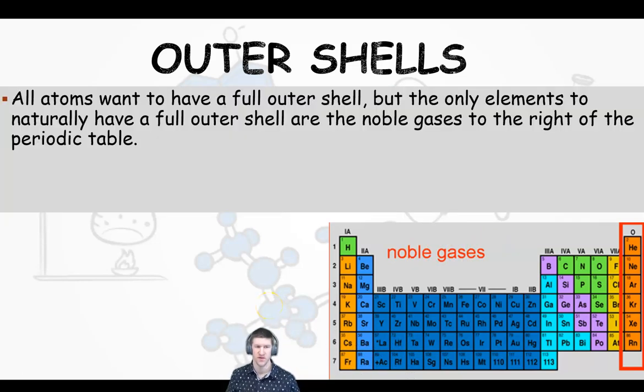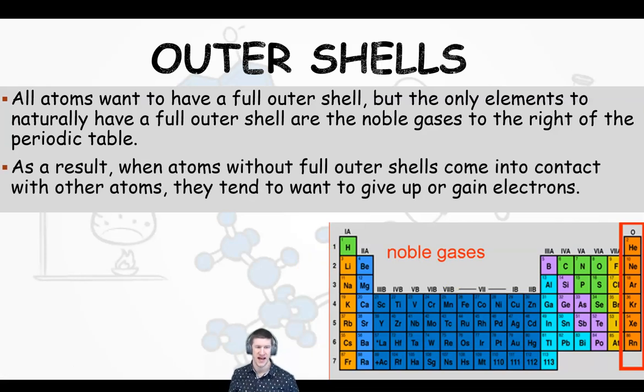Given that they all want to have a full outer shell, the only elements to naturally have one are the noble gases on the right-hand side of the periodic table here. This is actually why these things are so stable. The reason that noble gases do not react with anything, do not bond with anything, and are just generally really boring is because these already have full outer shells. So things like helium, neon, argon, krypton, xenon are really boring elements. They don't react, they don't bond, they just float around doing their own thing.